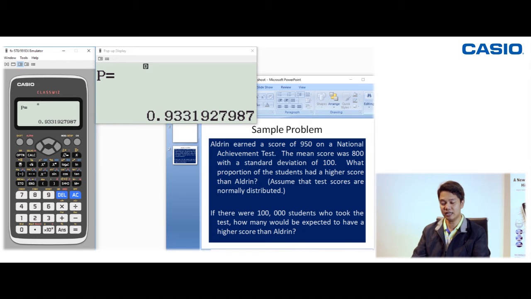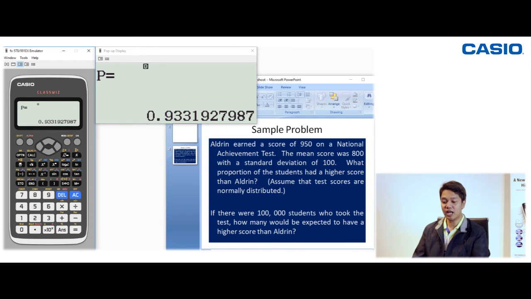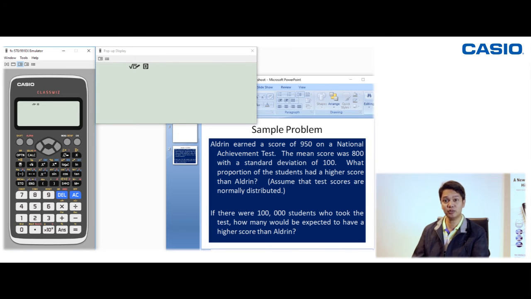But this is for the scores 950 and below. What we wanted is the scores that are higher than Aldrin, which will be higher than 950. So we need to store this probability to x. To do that, we need to press the store button, which is the STO above 7, and then press x. On the screen, you will see that the Casio Class Quiz already stored this value to x. Now, going to menu 1, ordinary computation, we need to subtract the probability from 1 because we need to get the opposite. So 1 minus x is equal to 0.066807, and this is the probability that a certain student will get a higher score than Aldrin.